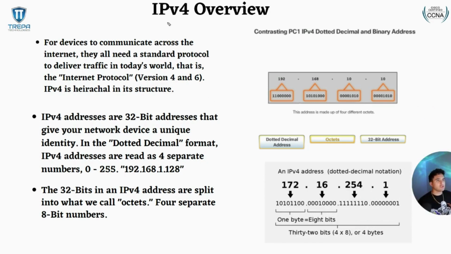So the first thing we're going to do is go over a quick overview of IPv4. So what is it? At a very high level, a 50,000-foot view, IPv4 is the internet protocol that is the standard protocol for delivering traffic across the internet. And of course, we have version 6, which is going to be in a totally different lesson. Think of this as your address at your home. How do we know where to send mail? Because we have a mailing address. That is what an IP address is for a device connected to your network or the internet.